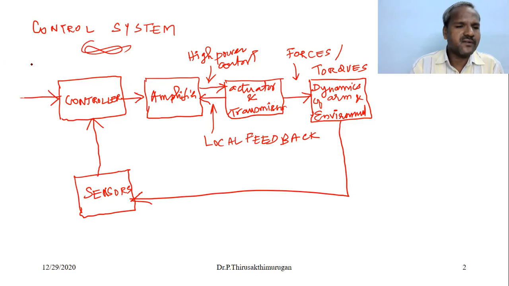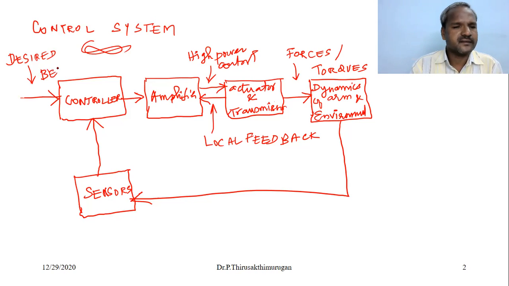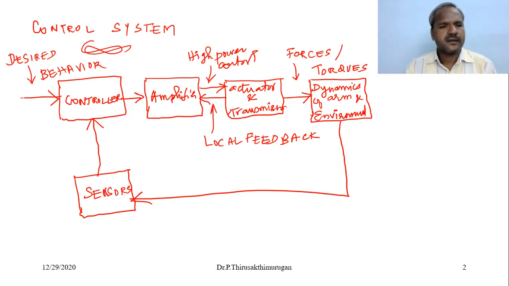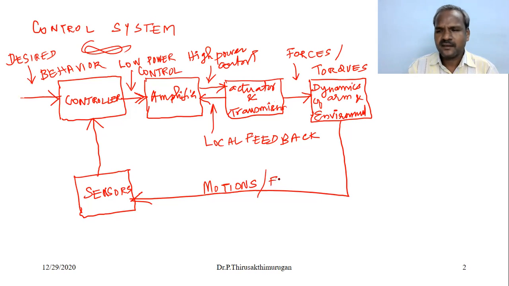Whatever we desire, that is the behavior: the desired behavior or trajectory, like a set point. It's called a set point behavior. Here, low power control is fed to the amplifier. From the feedback, the motions and forces are sensed by the sensors. So this is the robotic control system diagram.